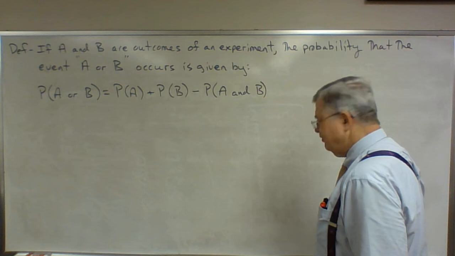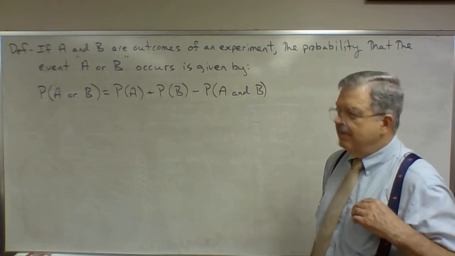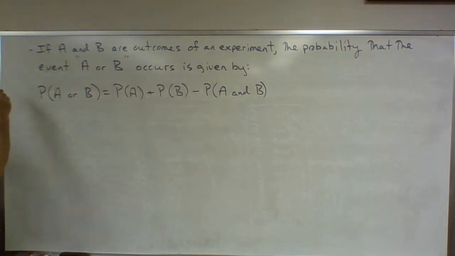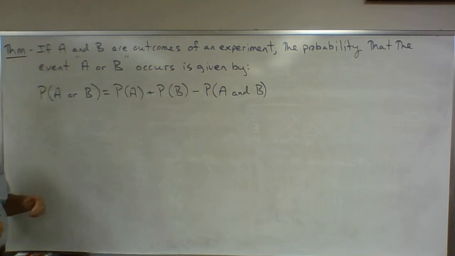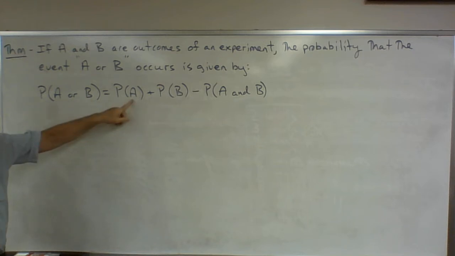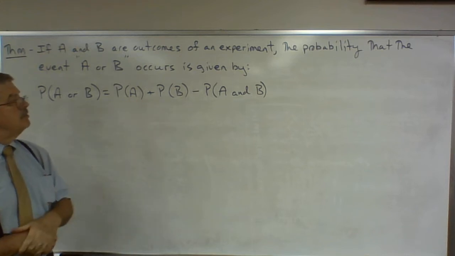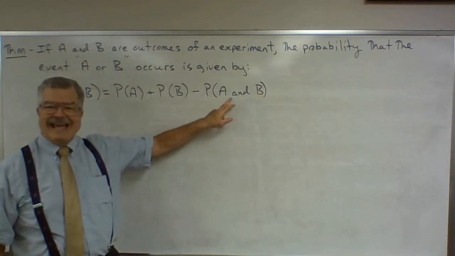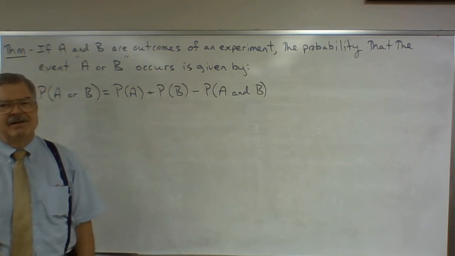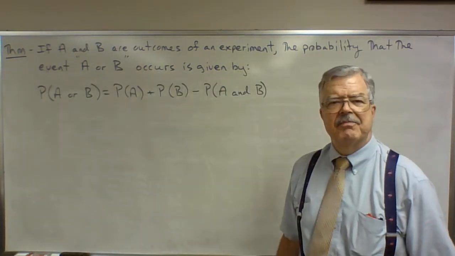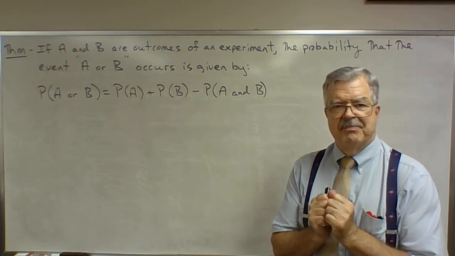Now, why would we have to subtract that? Well, first, let me change this from a definition to a theorem. The probability that A occurs or B occurs is the probability that A occurs plus the probability that B occurs minus the probability that both A and B occur. Why on earth would we have to subtract this? Well, I'll tell you what.